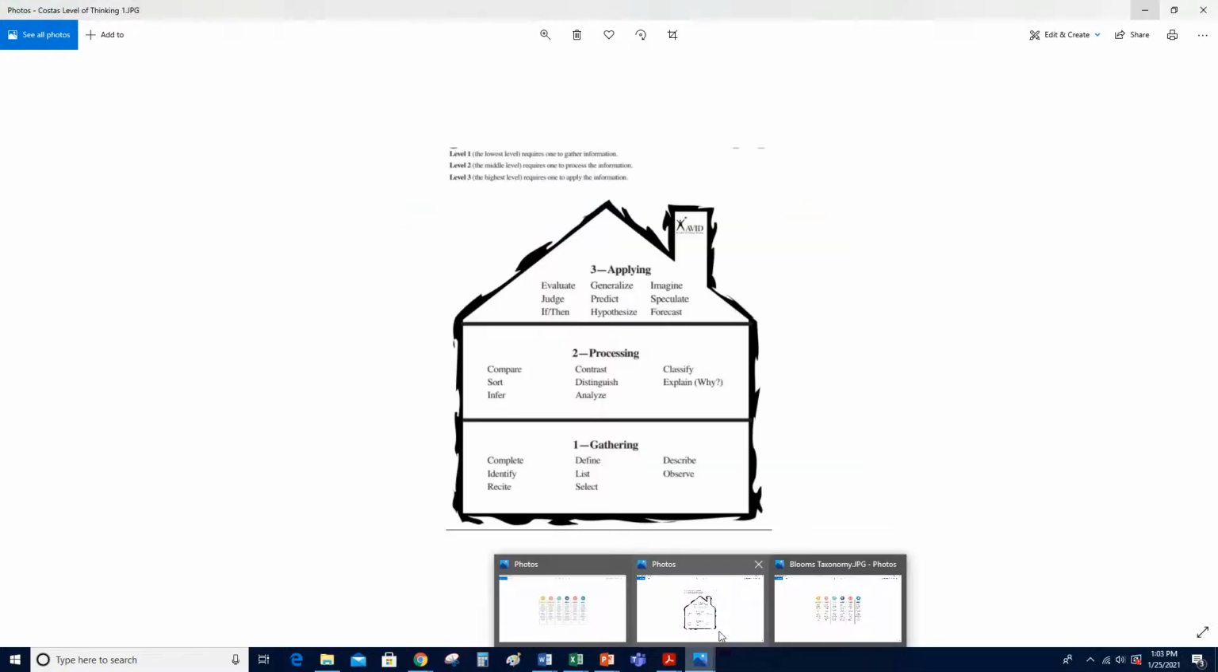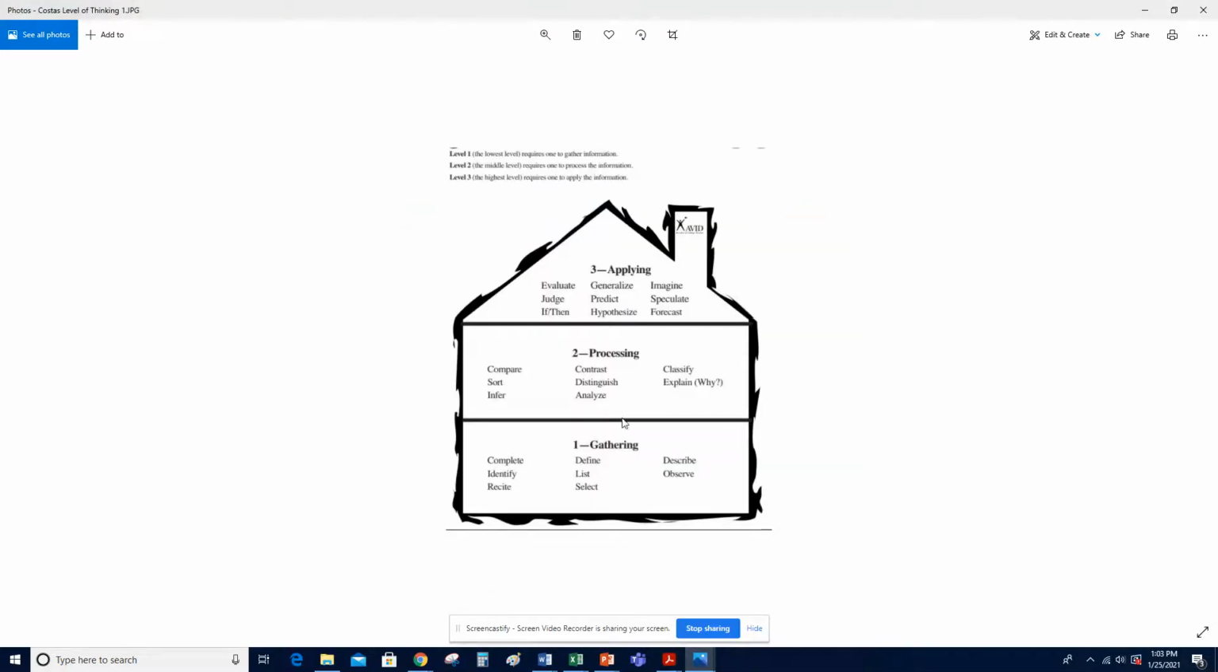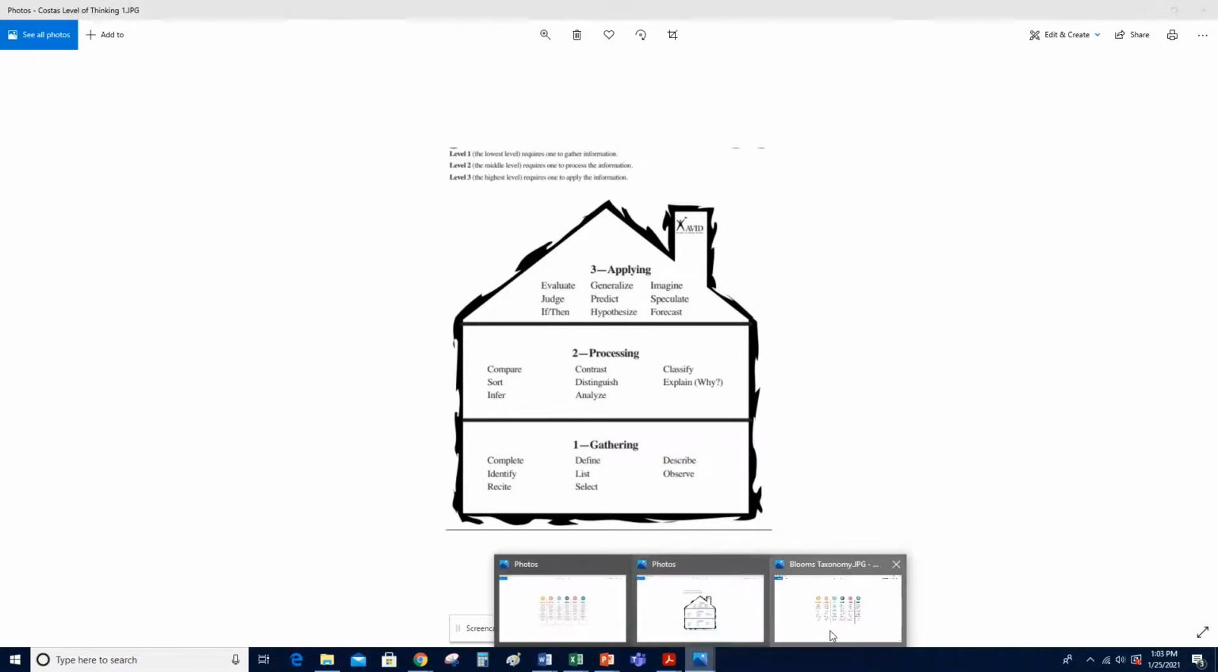Another theory I wanted to introduce is Costa's level of thinking. It's similar to Bloom's, but it consists of three stages of rigor: the gathering, where the students define, list, describe; the processing; and the application, evaluate. So it's kind of similar. Regardless of what educational psychologists you employ, make sure that you always consider the verbs that you'll be using depending on the population that you're going to be servicing and tailoring your lesson to.